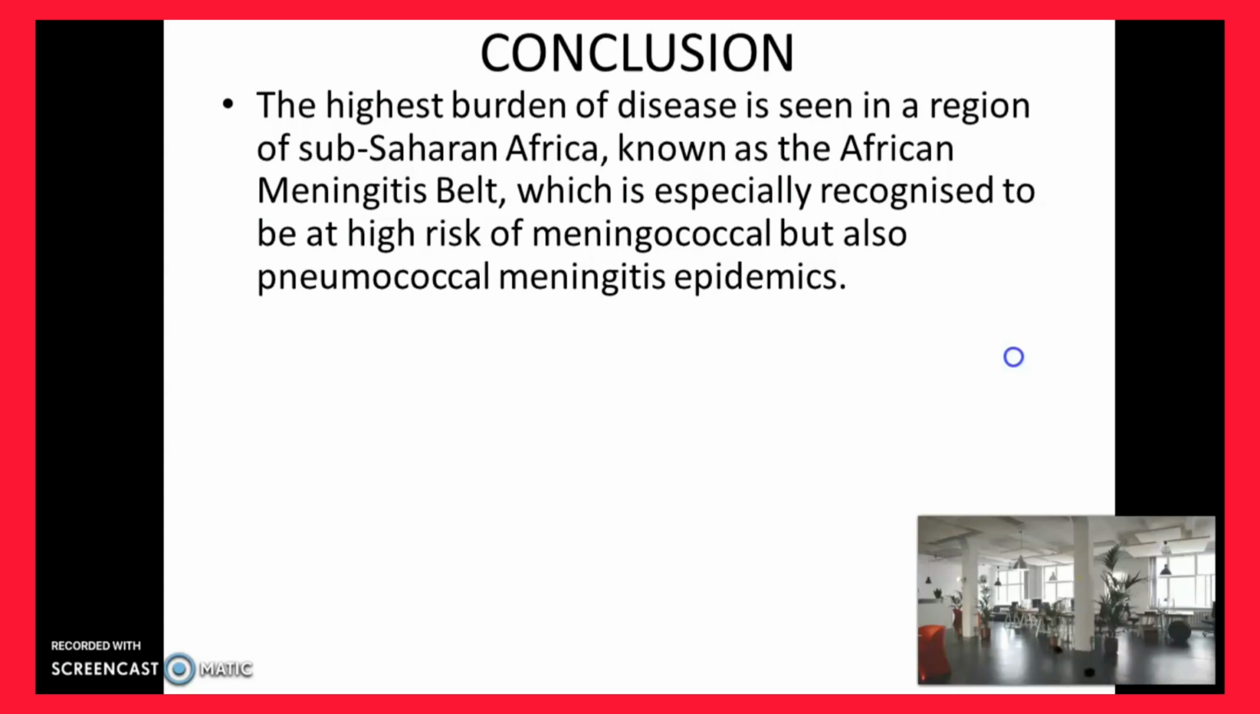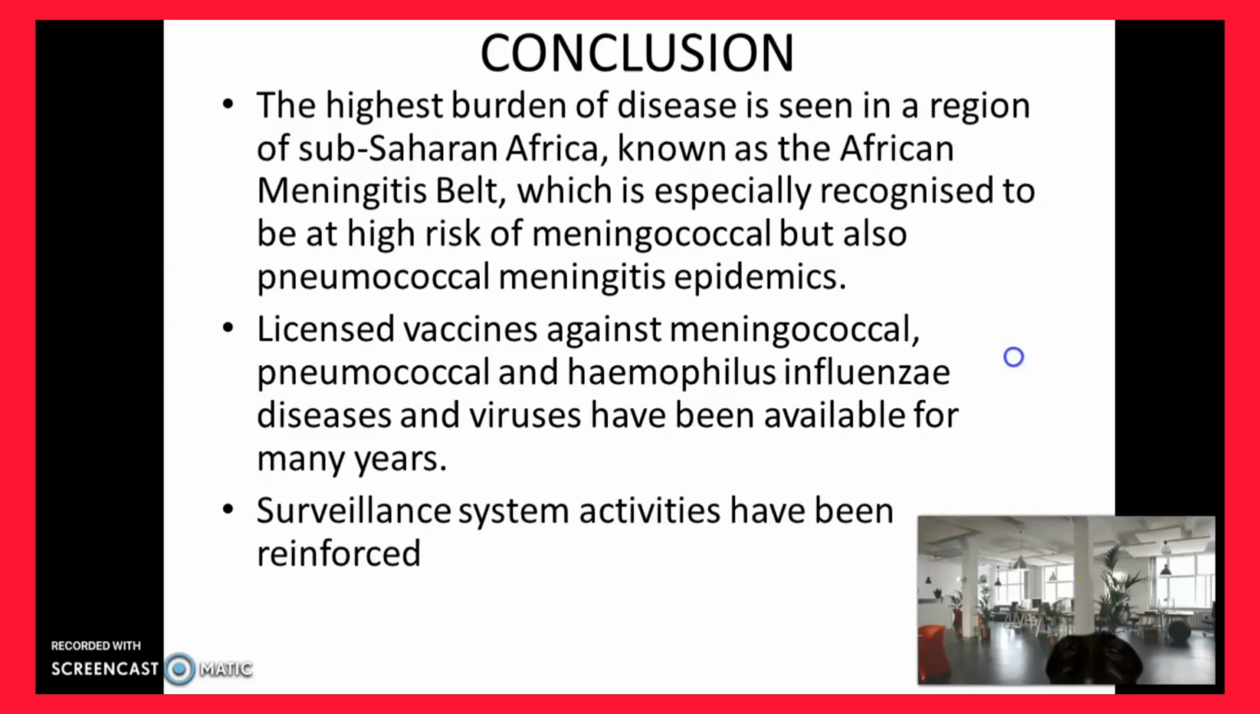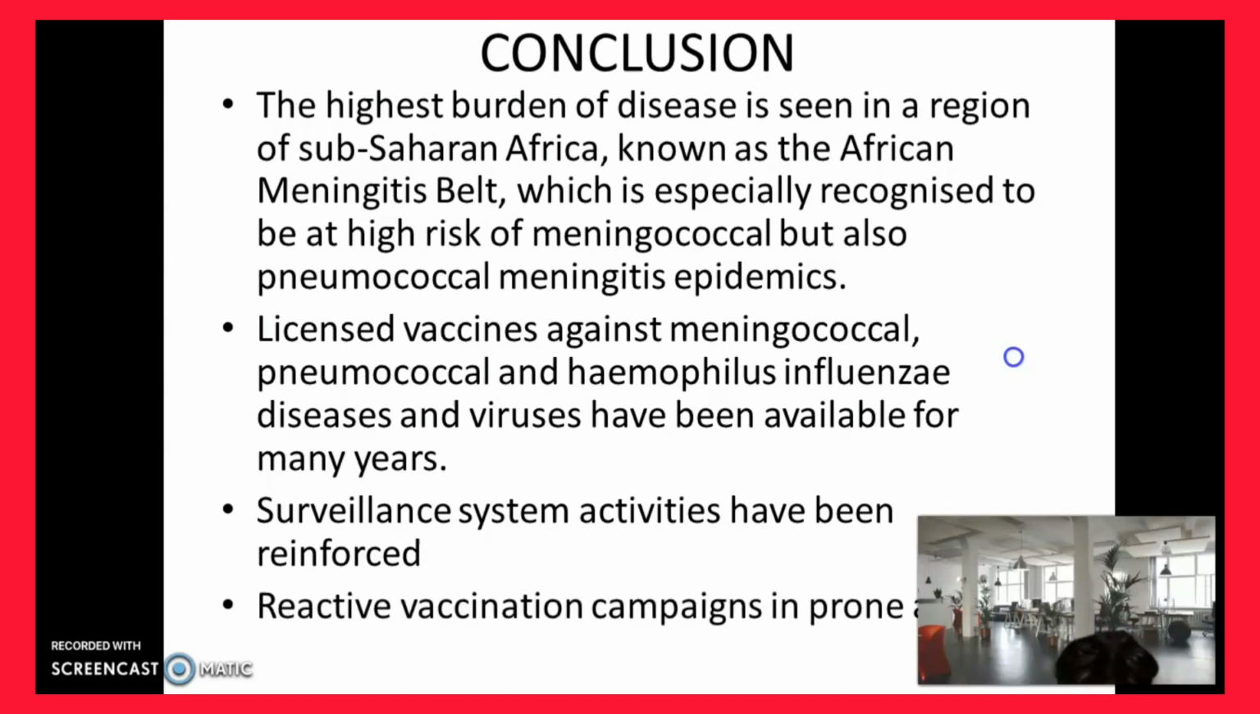Licensed vaccines against meningococcal, pneumococcal, and Haemophilus influenzae, and even viruses, have been available for many years. We know of the recent one, the COVID-19 vaccine that people took. Surveillance system activities have been reinforced. That is very necessary if you want to continue to keep in check the organisms that usually produce meningitis outbreaks. Reactive vaccination campaigns help to minimize the problem.